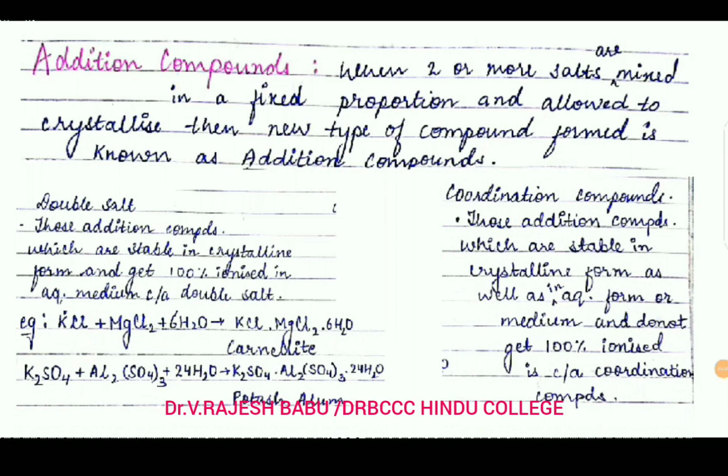A double salt is an addition compound which is soluble in crystallized form and gets 100% ionized. For example, carnallite and potash alum are among the best examples of double salts, because these compounds get 100% ionized. But a coordination compound does not get 100% ionized, because it consists of an ionization sphere as well as a coordination sphere. That's why it does not get 100% ionized.